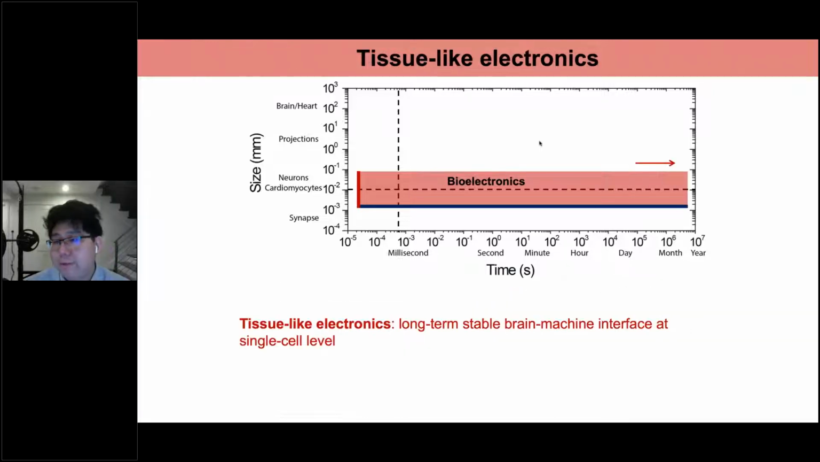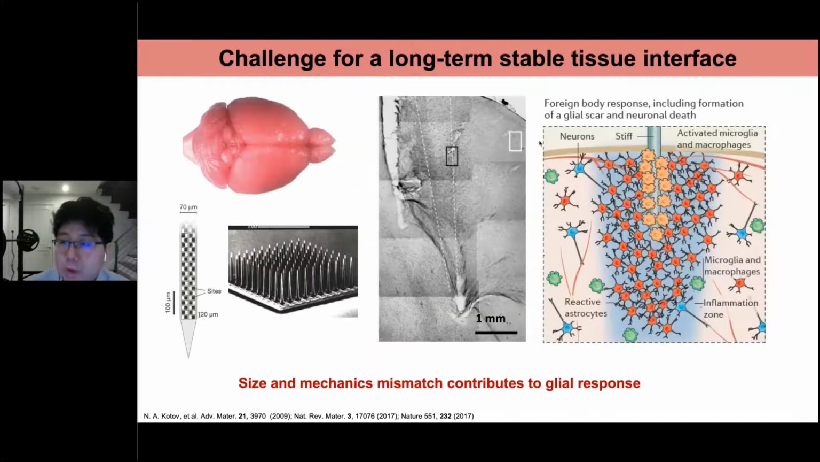So in the first part of my talk, I would like to introduce you to the concept of building tissue-like nanoelectronics to provide this long-term stable brain-machine interface at the single cell level, to substantially extend the spatial scale at which bioelectronics can record brain activity. To address those questions, we first need to understand what the limitations and challenges are that prevent us from achieving this long-term stable electrical recording, this long-term stable tissue electronics interface.